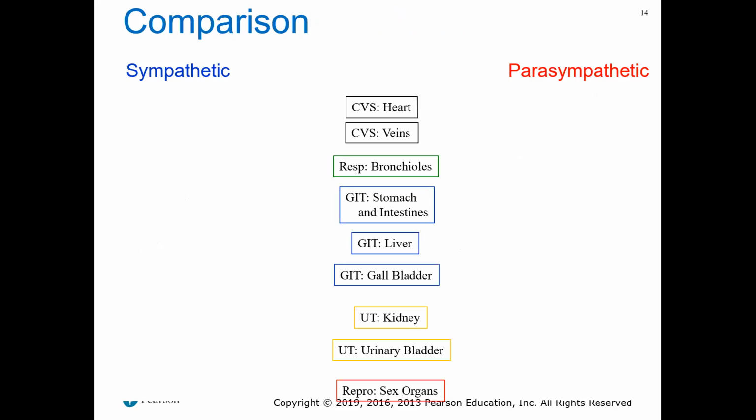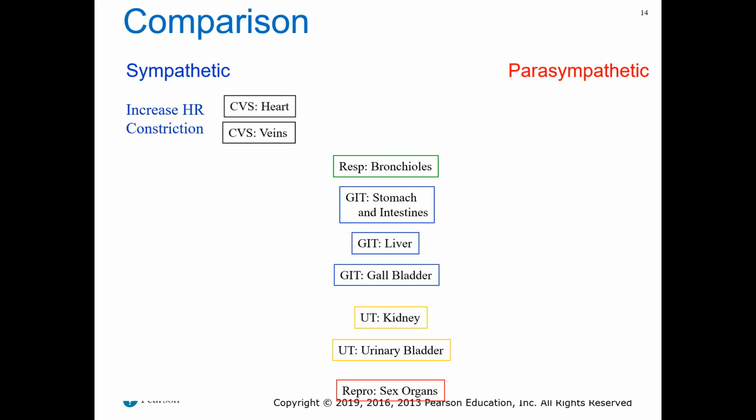This little chart here in your PowerPoints compares most of our visceral organs between the sympathetic and parasympathetic response. For example, the sympathetic system will increase the heart rate. The parasympathetic system will slow it down. The sympathetic side will cause vasoconstriction, narrowing of blood vessels. It will cause dilation of the airway to increase airflow.